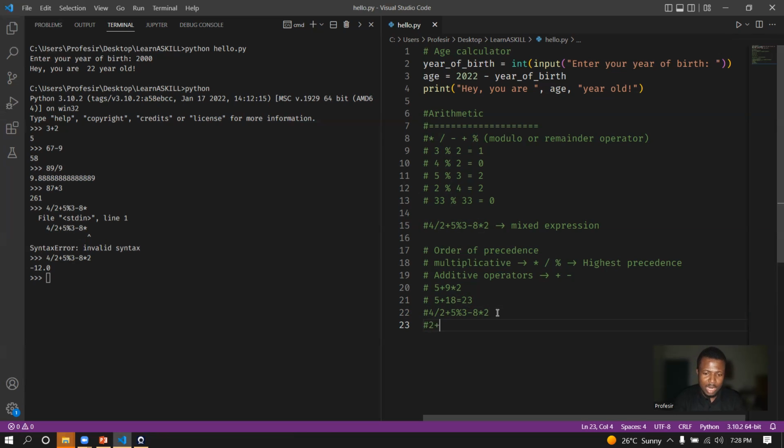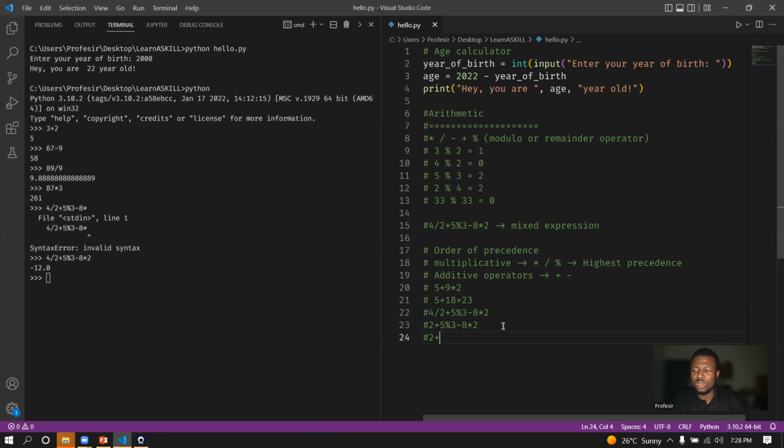So that means our next step is going to be 4 divided by 2, which is 2, plus 5 mod 3 minus 8 times 2. So now we've evaluated the division. Which is the next one? The modulo. So our next step is going to be 2 plus, now what will 5 modulo 3 give us?